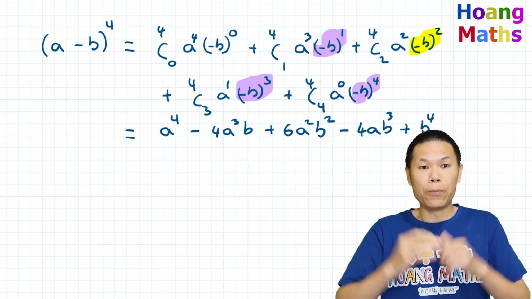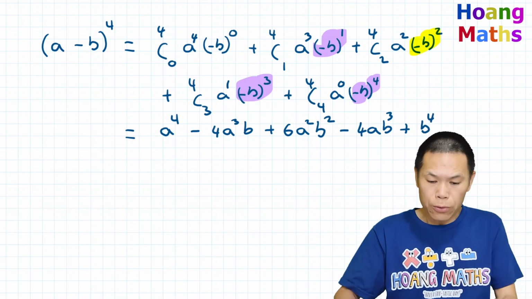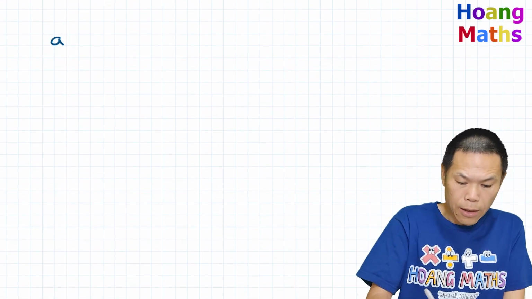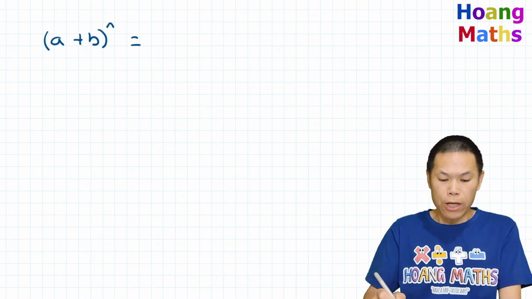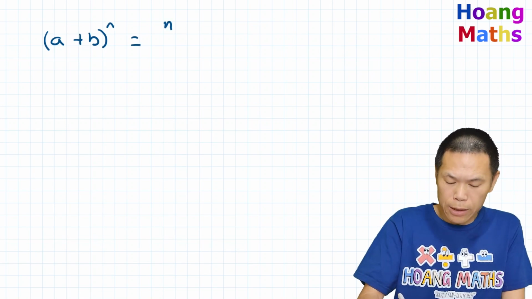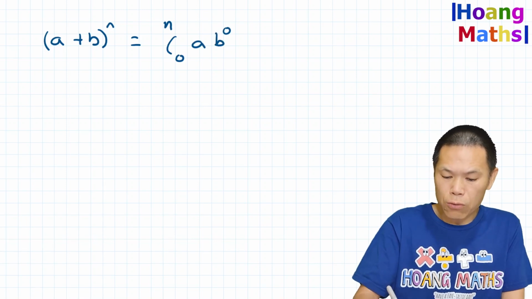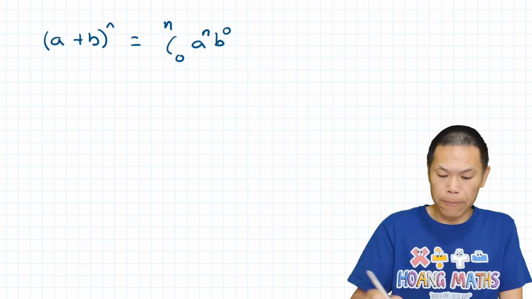So there you go. Now, in general, let's just work out this one here: (a + b) power n in general. Okay. So we have nC, start with 0, a, b power 0. So therefore, this should be n.